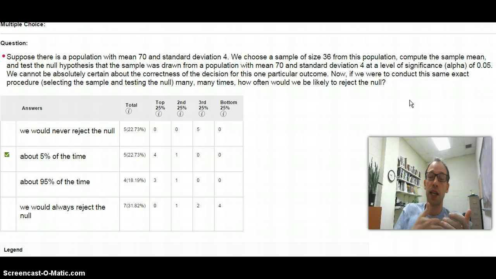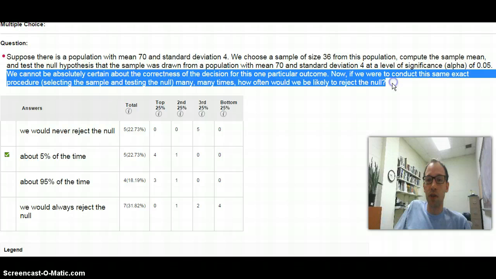Similarly, if he just let everyone go, he wouldn't lock up innocent people, but he'd let a lot of criminals go. And so that balance between choosing where exactly we want to draw the line is typically set at 0.05, but whatever it is, it's the level of significance, and this kind of gives a definition for what it is. So 5% of the time, we would reject the null.